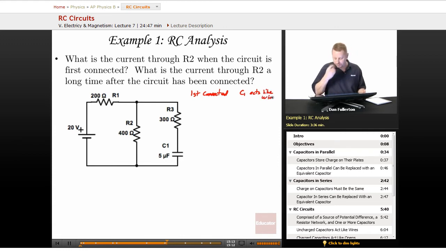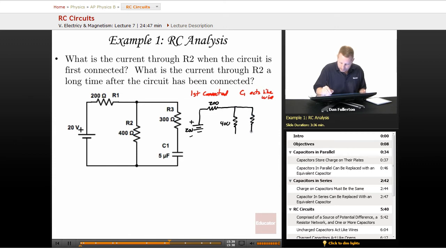So I'm going to draw the circuit as if C1 were a wire at that point to make it a little easier to analyze. In that case, we're going to have a 20-volt battery. We will have up here R1, 200 ohms. Then we've got R2 here, which is 400 ohms. And we've also got in parallel with it, R3, 300 ohms. And that will complete our circuit. We'll draw it as if the capacitor wasn't even there because it acts like it's not there when it's first turned on.